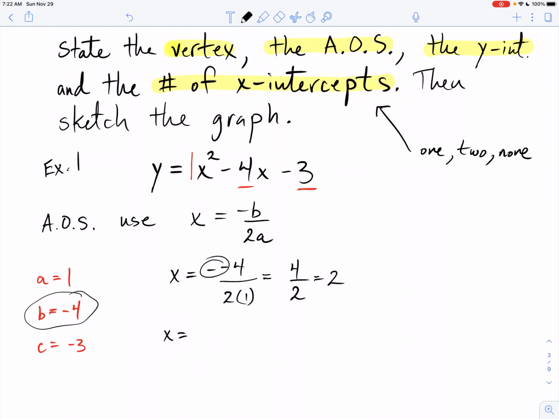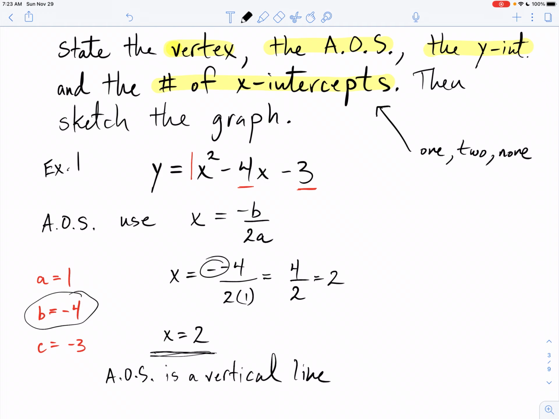Now, I stress that x equals 2 is our axis of symmetry because we don't just say 2, we say x equals 2, because anytime you write x equals a number, it means it's going to be a vertical line. So the axis of symmetry x equals 2 is a vertical line that cuts our graph right down the center.